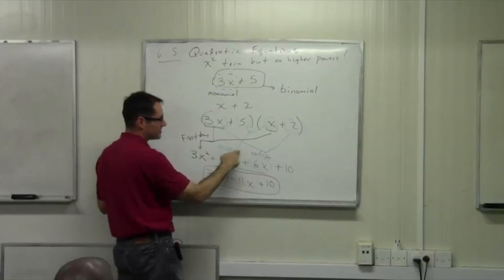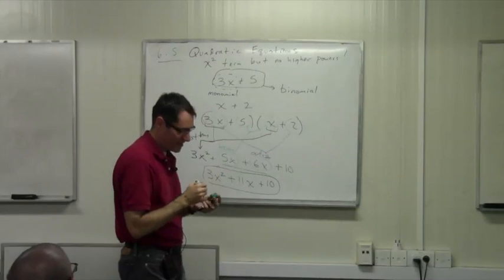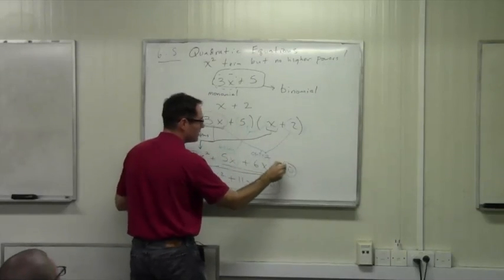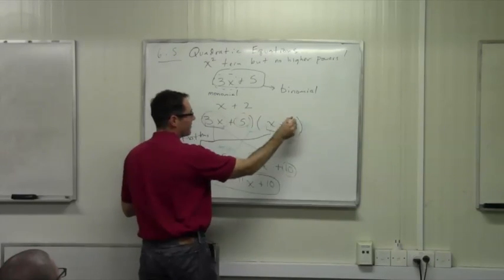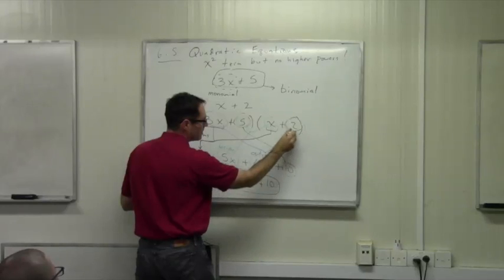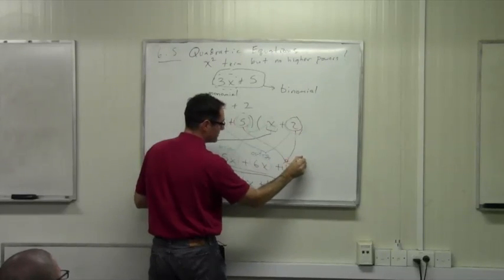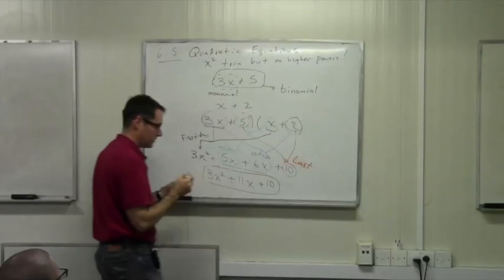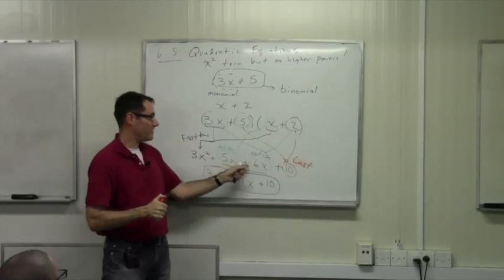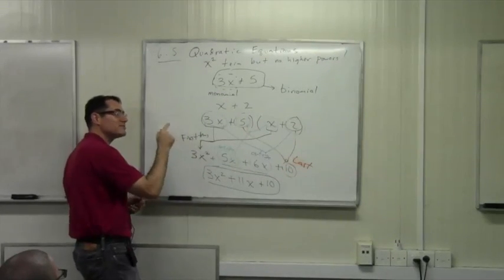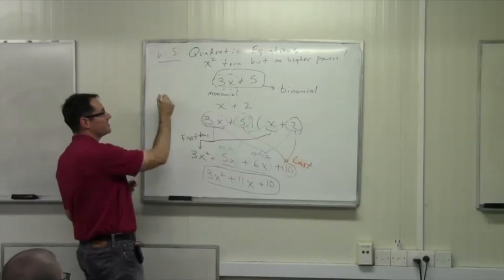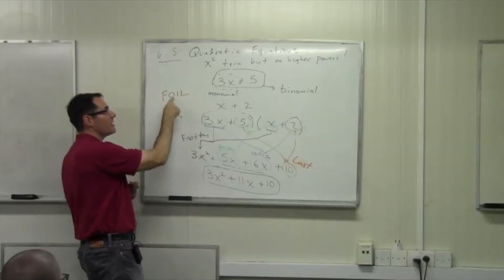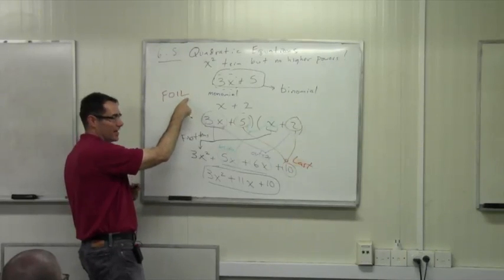The first terms, the outside, the inside. And then how about the 10? The 10 came from the 5 and the 2, right? Which is the last terms. What we've just demonstrated is this thing called the FOIL method. The first, outside, inside, and last.